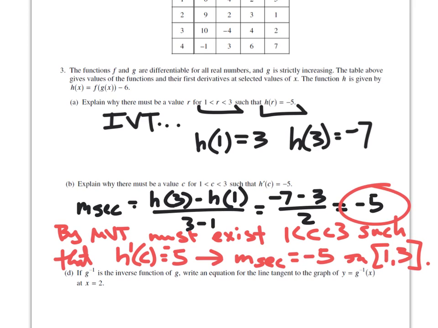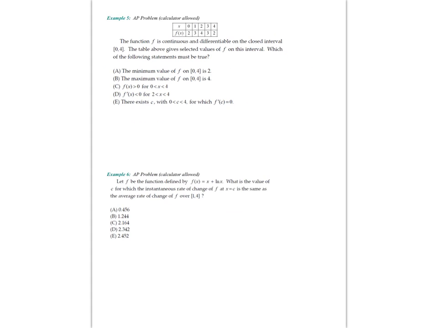This is not enough right here. You can't just get to negative 5 for the slope of the secant line. You have to say, by mean value theorem, there must exist a c between 1 and 3 such that the derivative equals negative 5 because the slope of the secant line equals negative 5 on that interval. Alright, part D we had also done on a previous homework set, so we're not going to do that.